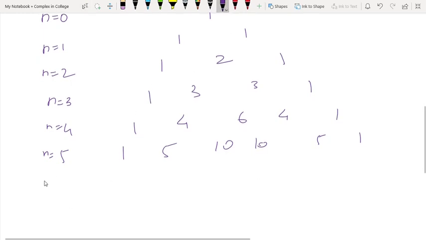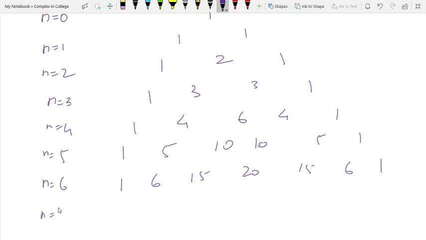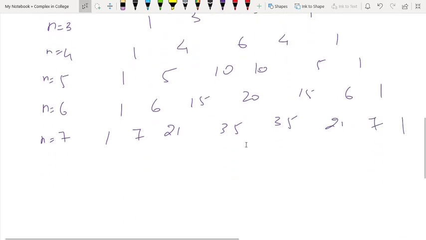The same process will be there for n equal to 6, that is 1 6 15 20 15 6 and 1. Next for n equal to 7, so 1, 7, 15 plus 6 is 21. Then we have 35. Here also we have 35, 21, 7 and 1. And last is what we are looking for, that is n equal to 8. So if you don't have a calculator with you, with the help of Pascal triangle you can frame out the combinations के each and every term.